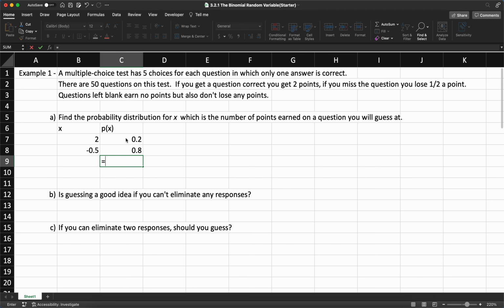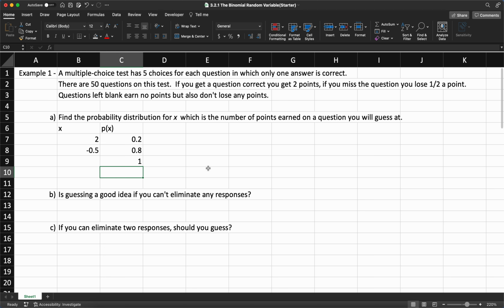Notice that when I add up my probabilities, they add up to 1. That always has to be true. So if you're calculating the probabilities and it's not summing up to 1, you are doing something wrong. You need to check that. So there's my probability distribution. I just answered part A here, and I found the probability distribution.